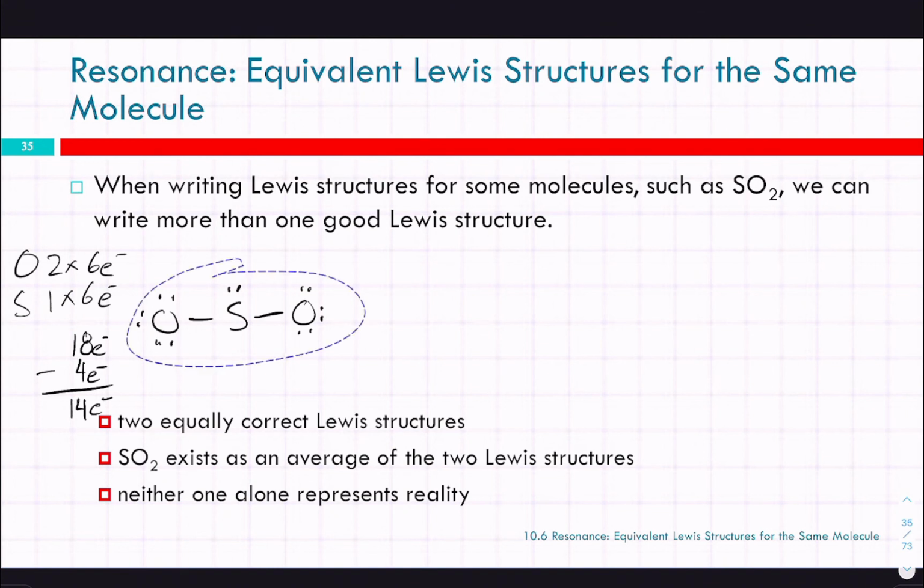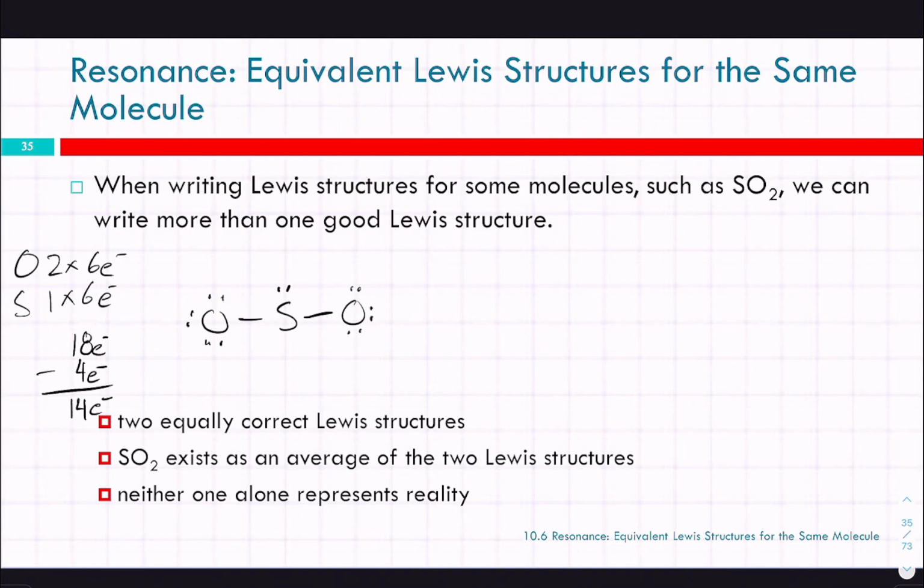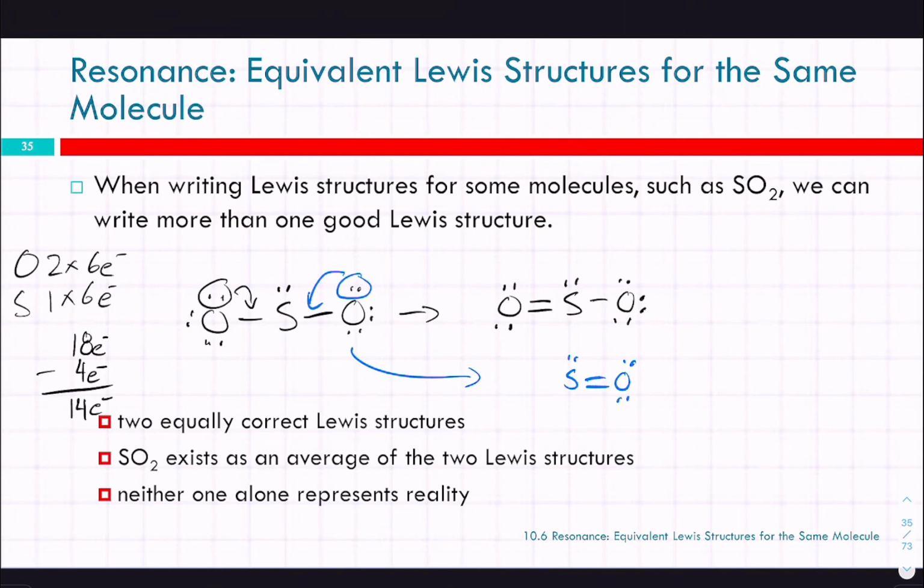So for sulfur dioxide, we need to form 1 double bond to get sulfur an octet. But it doesn't matter which oxygen it comes from. So we take a lone pair from this oxygen and move it in, and that would give us this. Or we could have taken a lone pair, in a different color, from here to make this. Now, if you think about it, you could really just take one and flip it, and it becomes the other.